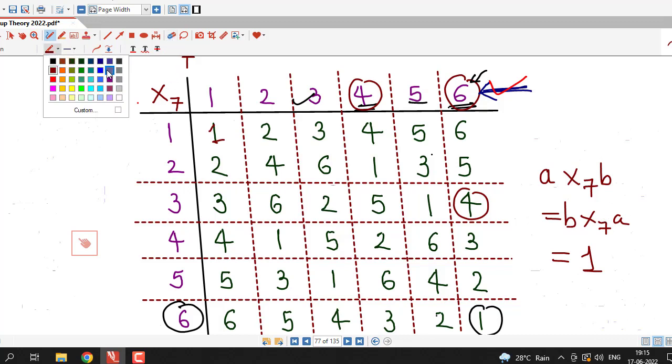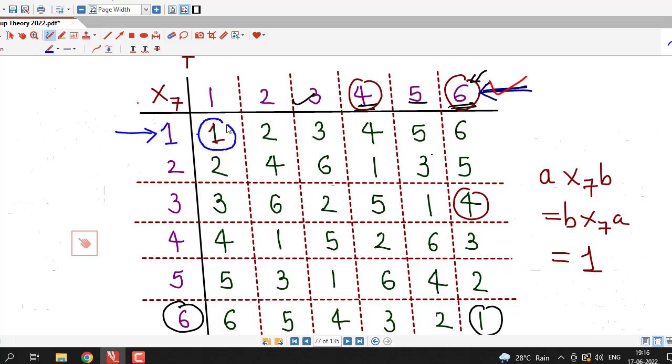So to find the inverse for each element, we will start from the first row, and we will search for the identity element in this row. For 1 we will search in this row for the identity element. At the very first place we obtain 1. This means 1 multiplication modulo 7 with itself equals 1. Therefore 1 is self inverse, or the inverse of 1 is 1 itself.